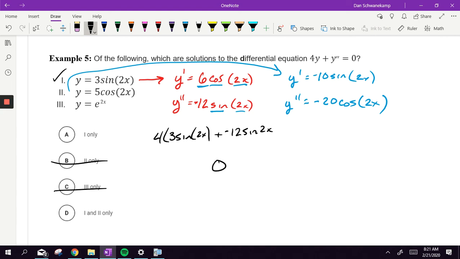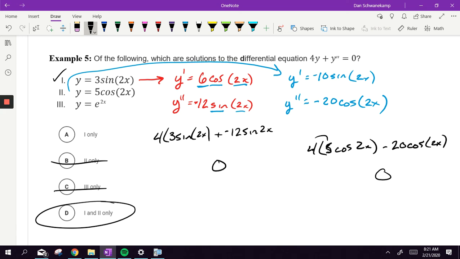And so I did the same thing. y prime was negative 10 sine 2x. y double prime is negative 20 cosine 2x. Then I'm just going to plug it in. So it's 4 times 5 cosine 2x, that's a 5, I swear, 5 cosine 2x minus y double prime, so minus 20 cosine 2x. When I multiply there, it's going to get me 0. It's D. Questions on how we do those?